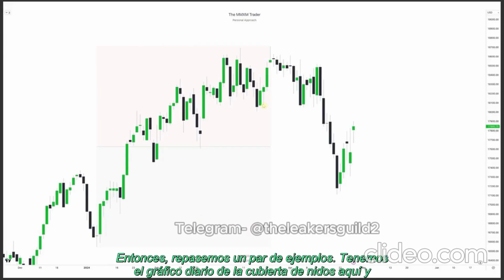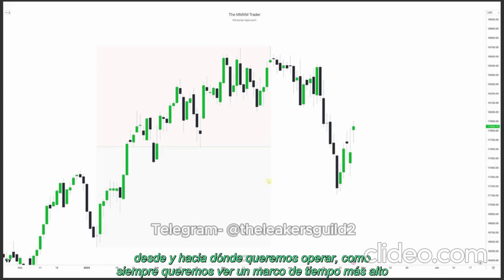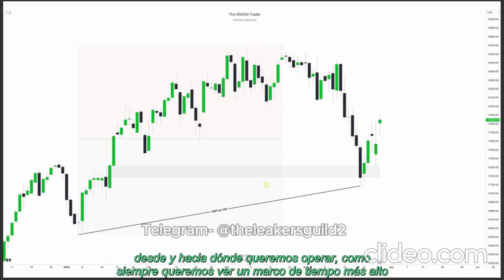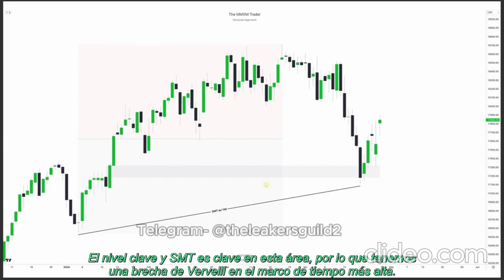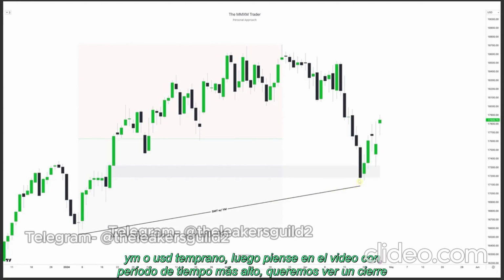So let's go over a couple of examples. We've got the Nasdaq daily chart over here, and as always we want to be marking out our discount and premium levels, right? Where are we coming from and where do we want to trade towards? As always, we want to see a higher time frame key level, and SMT is key in this area, right? So we have a higher time frame fair value gap here, this daily fair value gap. We can see price dips into it, forms SMT on this low with YM or US30.